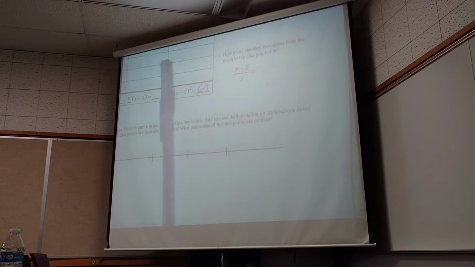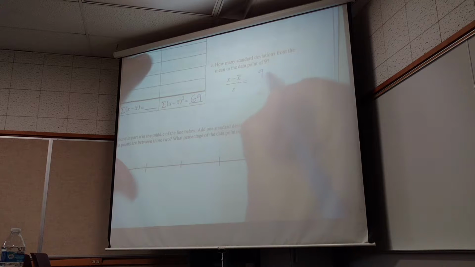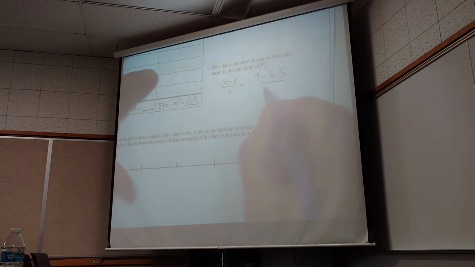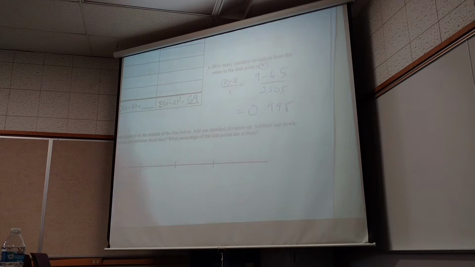So what do you get when you do that? Let's see, we get 9 minus 6.5, because the data point is 9, and what letter represents the data points? X. So 9 minus 6.5 divided by 2.505, you should have gotten about 0.998. That means 9 is almost 1 step up from the mean.